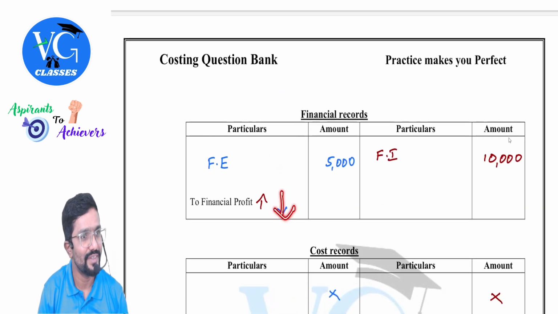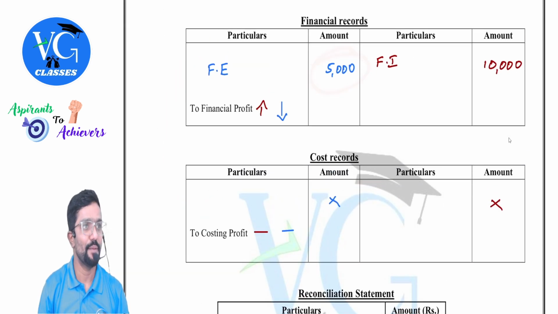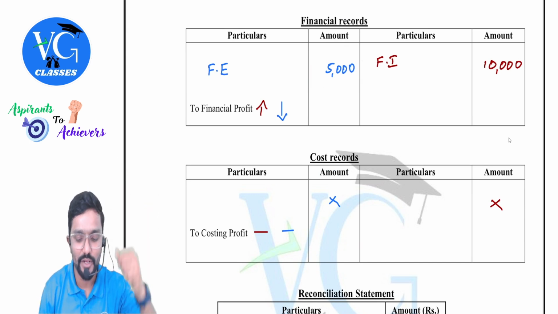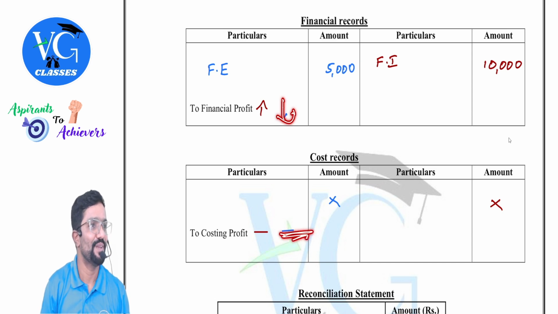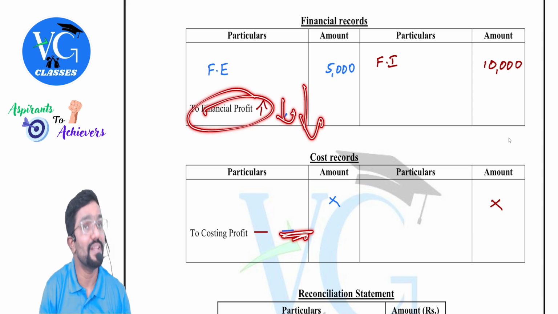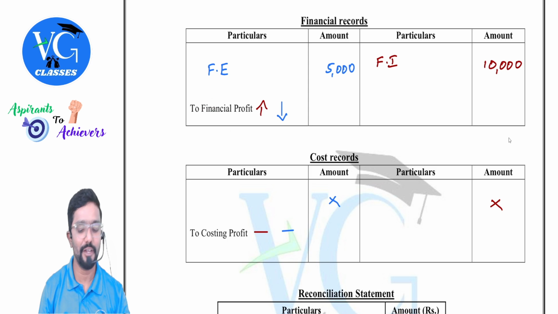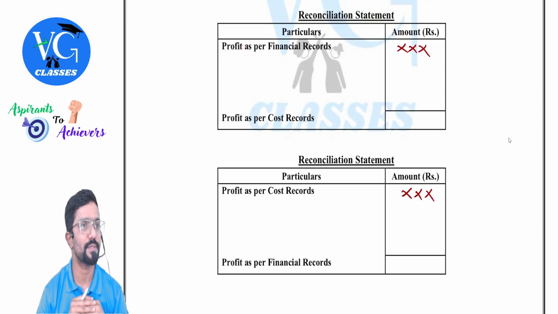My financial profit has already increased or decreased? It has come down. Now, if I have to match it with my costing profit, what should I do, guys? I need to add it. Because if I have debited only in the financial book, my financial profit has come down, whereas my costing profit is the same. My starting point is financial profit, which has already gone down. What should I do? Lift it up. Lift it up means what should I do? Add. Add how much? 5,000.